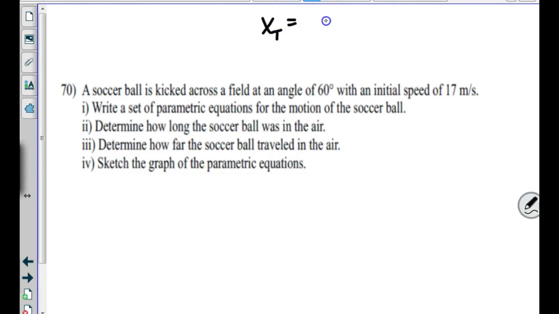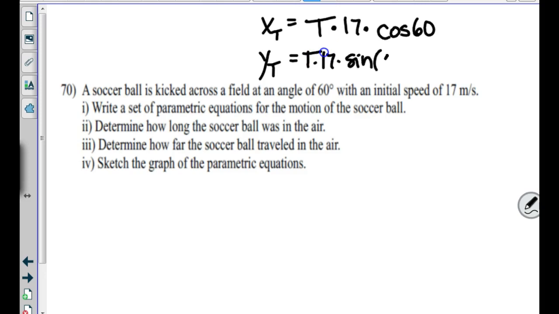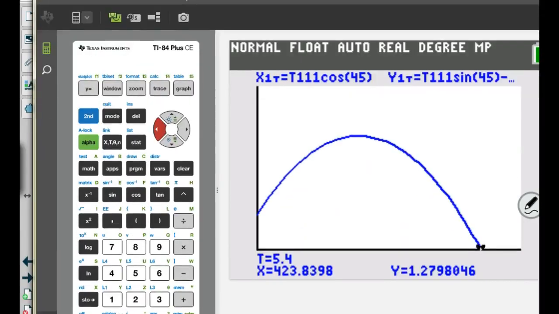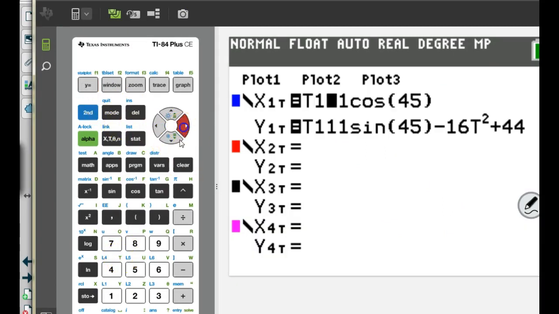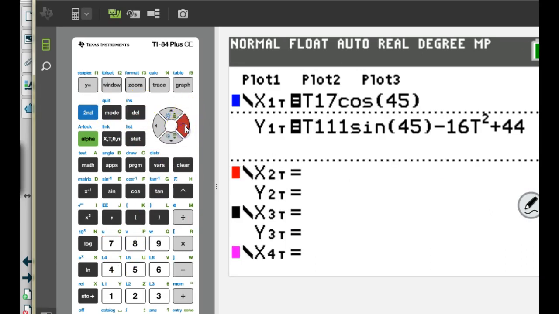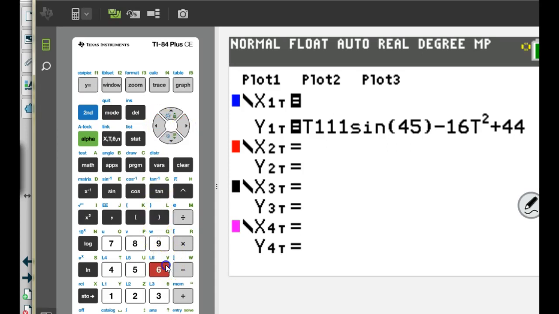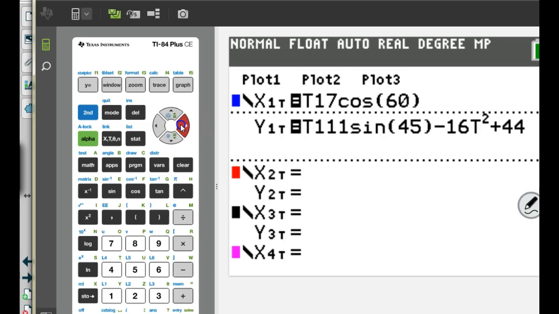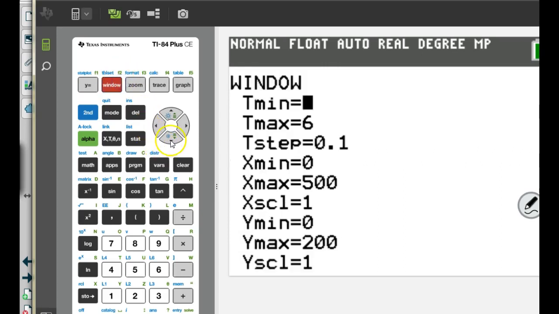X of t would be t. Okay, and then y of t would be? And there's no initial height, it's from the ground, yeah. So, was it 60, the angle? I'm pretty sure I'm going to need a much smaller window.